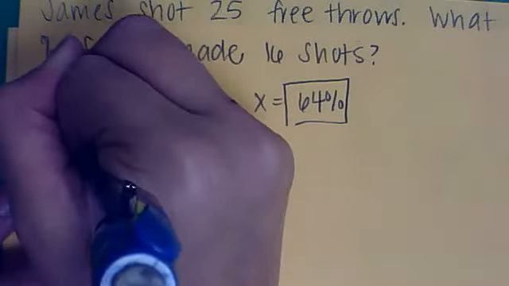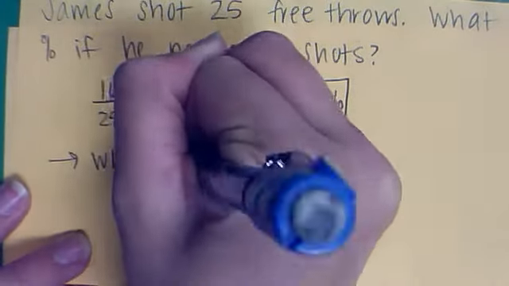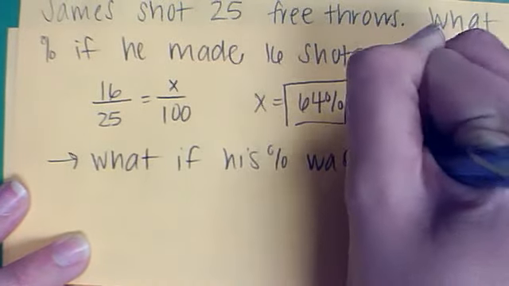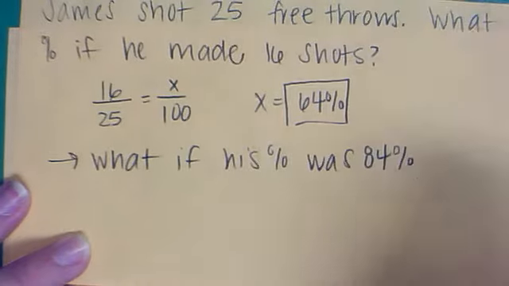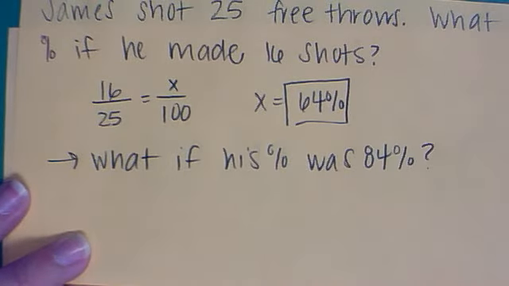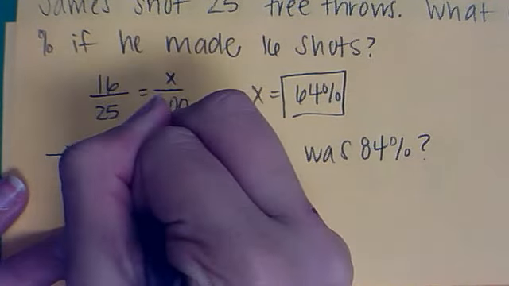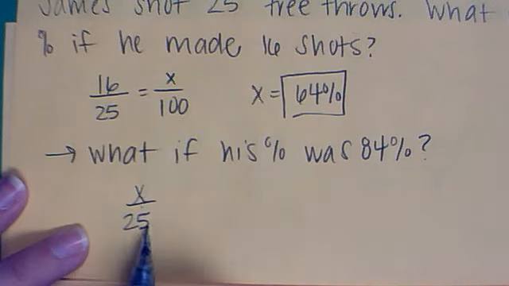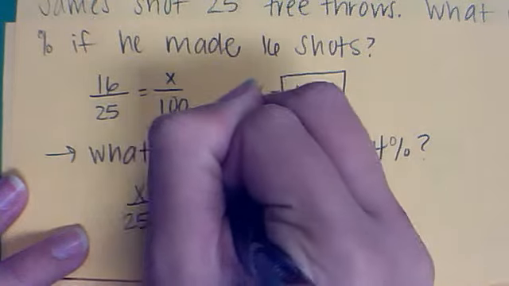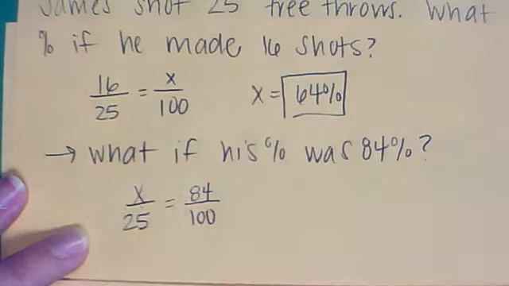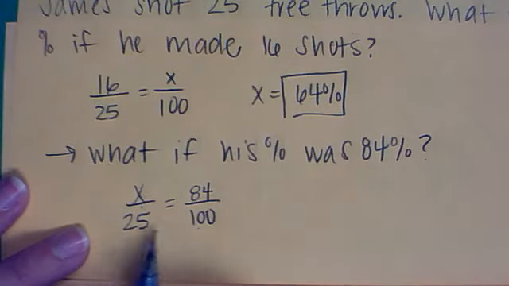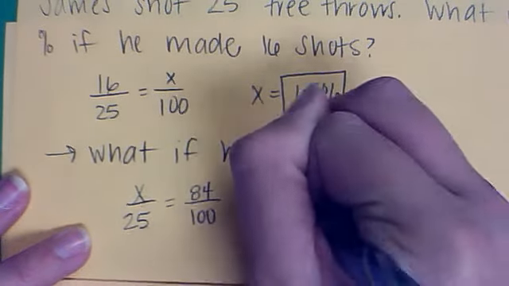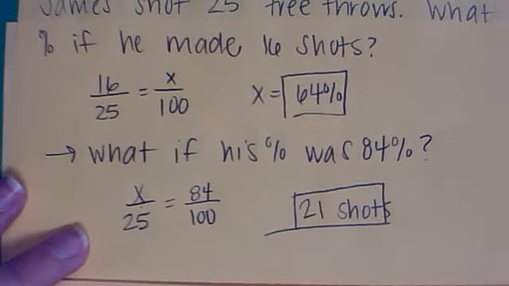Okay, I'm going to change the question. What if his percentage was 84%? Then what amount of the shots would he have made? So we're going to do part over whole. We don't know the part, that's what we want to find out, how many shots out of 25 did he make if it was 84% of 100. 84 times 25 divided by 100 is 21. So he would have made 21 shots if his percentage was 84.